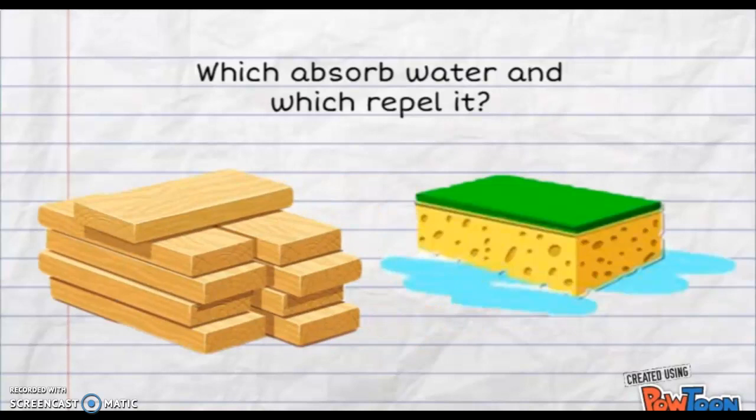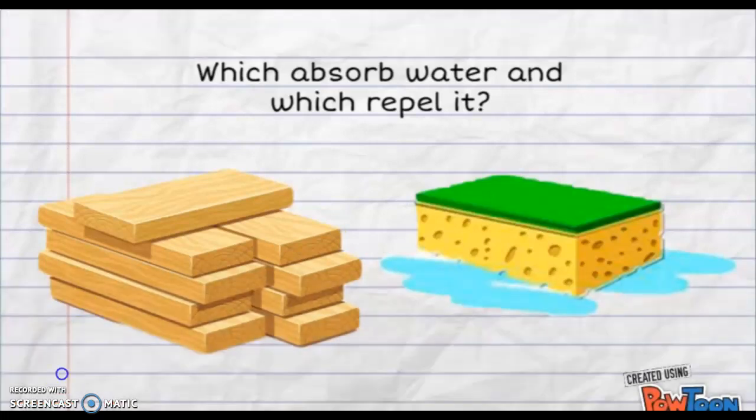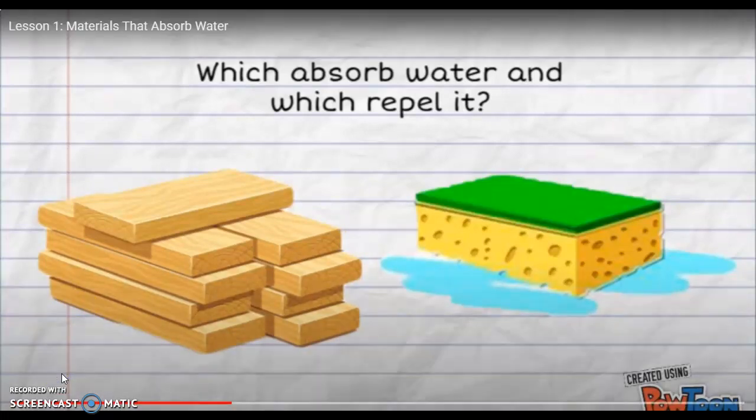Which absorbs water and which repels it? So absorb means to take in. Repel means it keeps it off. It does not absorb. It won't take it in. It's just going to sit there. So if you said the sponge will absorb the water, you were correct. And if you said the wood would repel the water, you are correct. Good job.